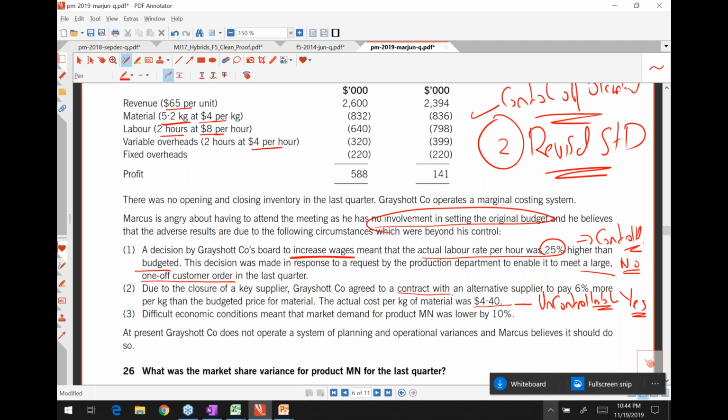So do you think the purchase manager's actions will be the responsibility of the production manager? No, never. Simple. Okay. The purchase manager should be responsible for this, not the production manager. So for the production manager, the standard should be revised.